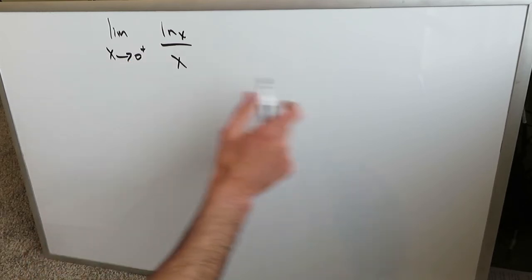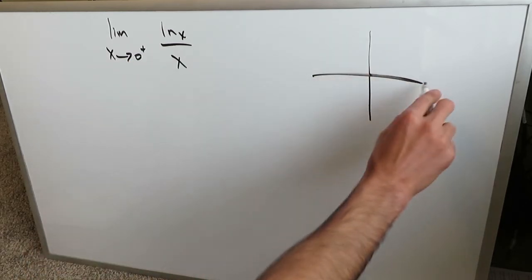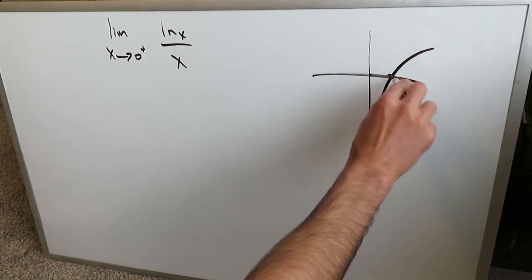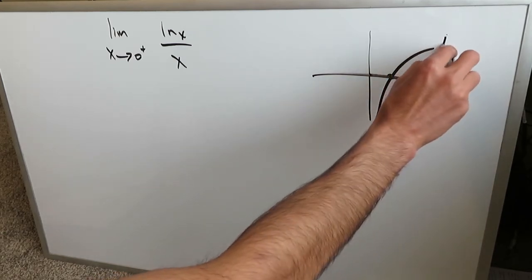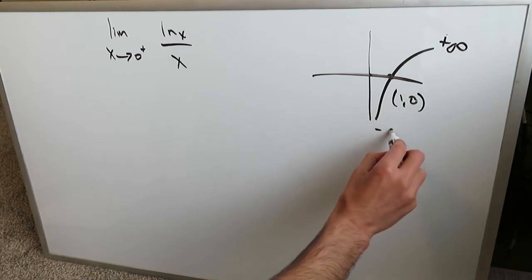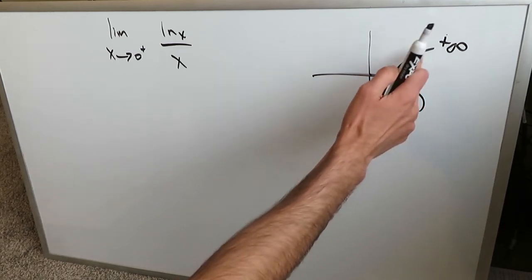If you were to look at the graph of a natural log function, it looks something like this for the standard natural log. (1, 0) is the x-intercept right over here. It's going here in the direction of positive infinity. Here it's dipping down towards minus infinity, and I'm talking about the curve.